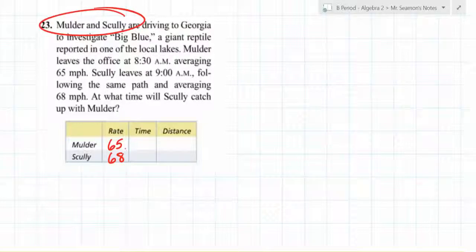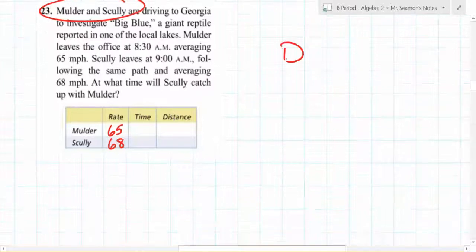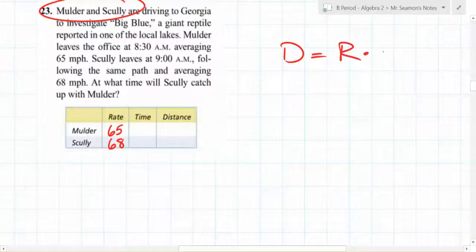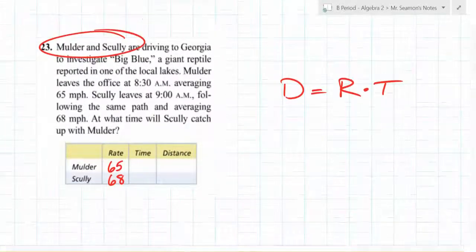What's the relationship between distance, rate, and time? What's the relationship? Robert. What is the relationship between distance, rate, and time? That's a noun. I need a verb somewhere in a sentence. Yes. Distance equals rate times time. Okay? Distance equals rate times time.